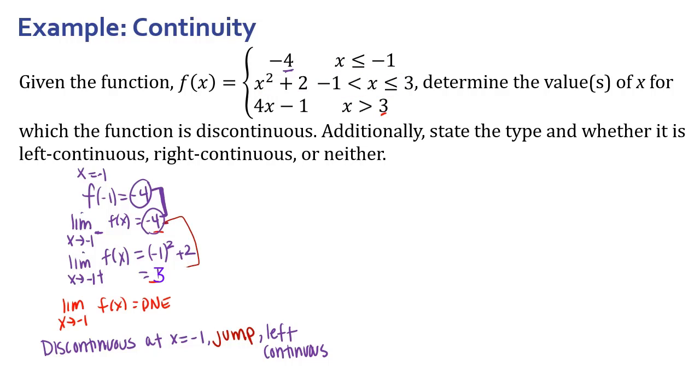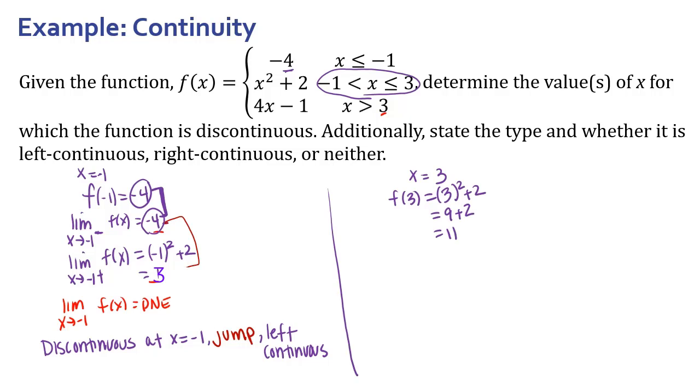All right, so let's look at this next one. The only other problem that I'm going to run into is this 3. Let's check out what happens at x equals 3. First, let's evaluate what is f of 3. f of 3 puts me in this area here because it's less than or equal to 3. So f of 3 is 3 squared plus 2, which is 9 plus 2, which gives me 11.